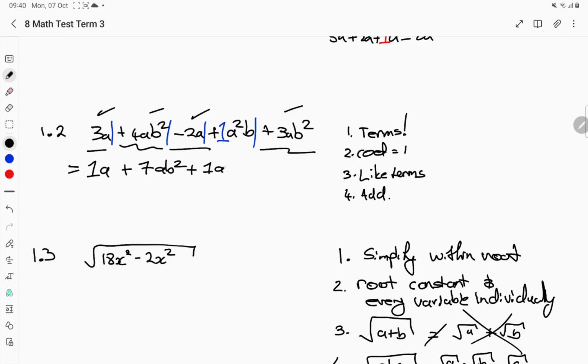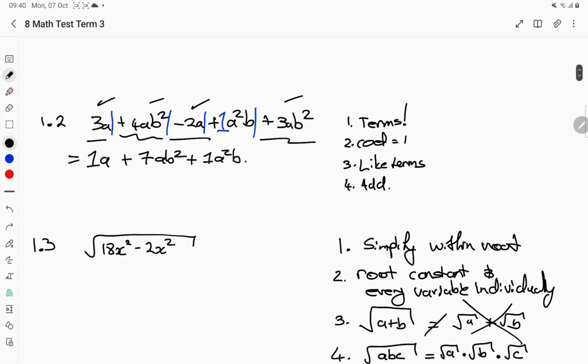And we left with that 1a squared b over there. Now, technically we should leave these out as our answers, but I don't mind in grade 8. Let's just understand how the algebra works, and we can do that part later.